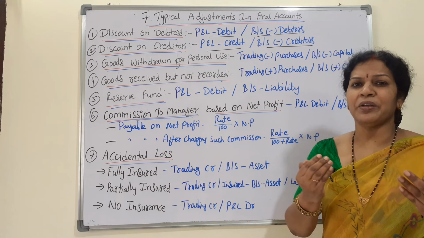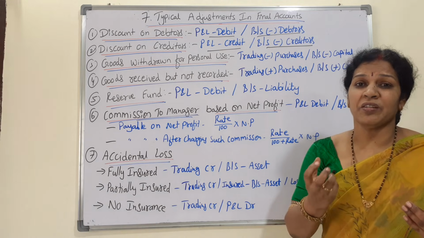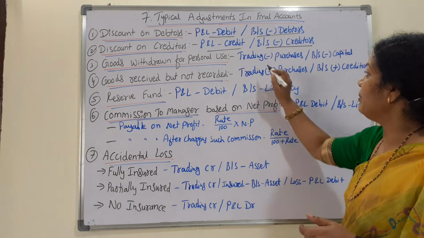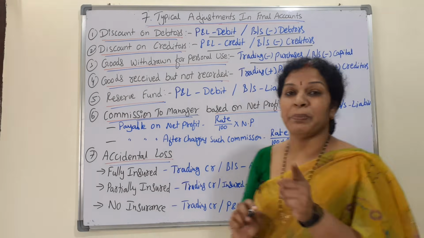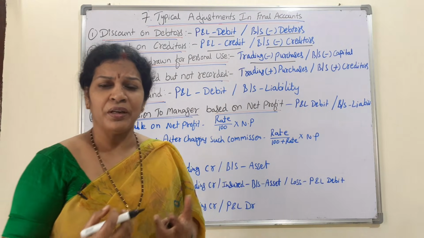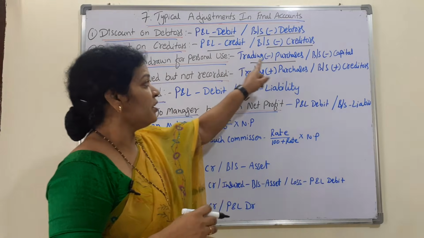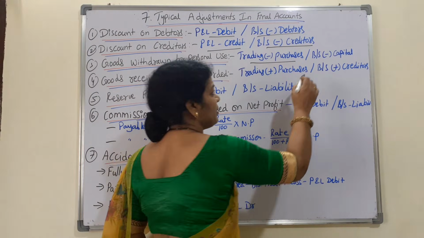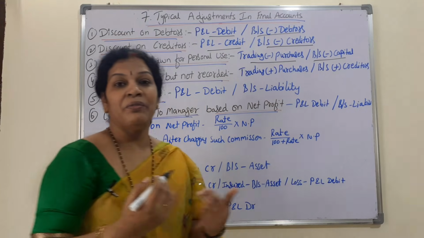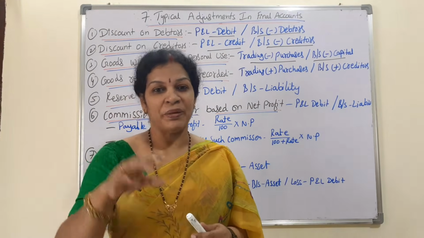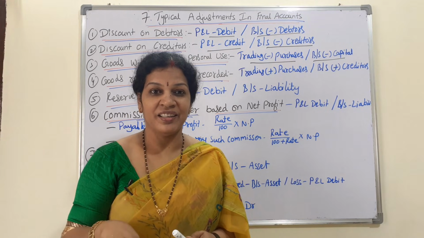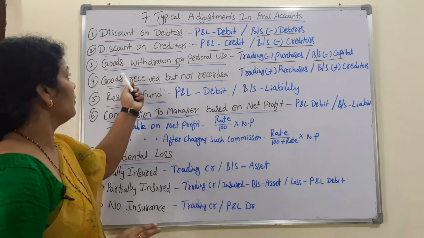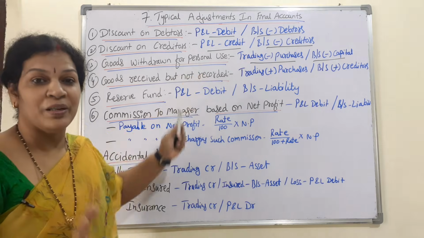Next, goods withdrawn for personal use. We are withdrawing some goods for personal use. Goods means already purchased goods that we are withdrawing, we are taking it. The effect will be, one, in the trading account deduct from the purchases, because goods are withdrawn, so purchases are decreasing. So deduct from the purchases. And also in the balance sheet deduct from the capital. When we are withdrawing goods, the capital amount is decreasing, indirectly. So that is why we have to deduct it from the capital. This is the effect of goods withdrawn for personal use.